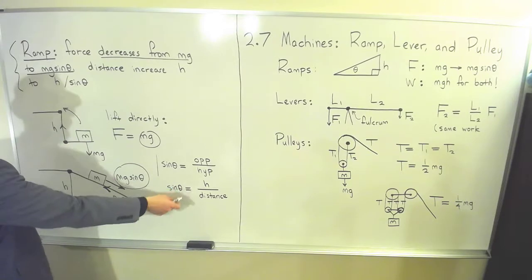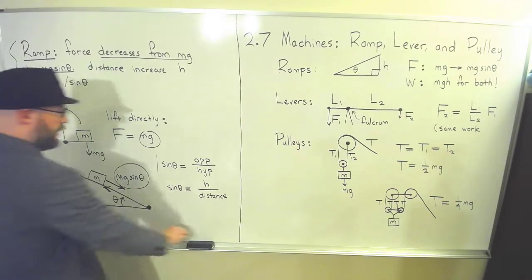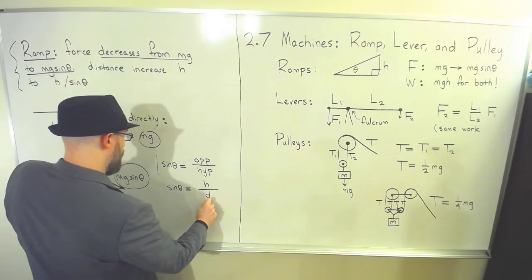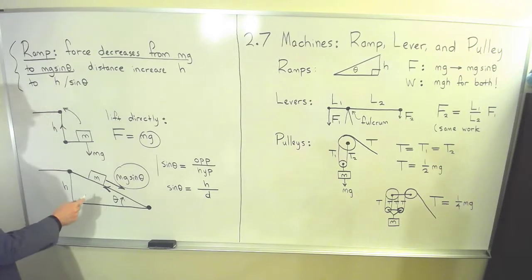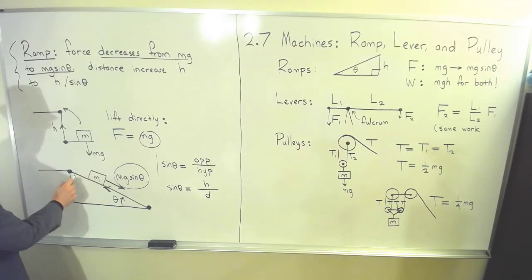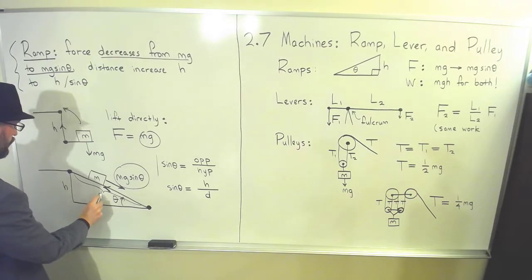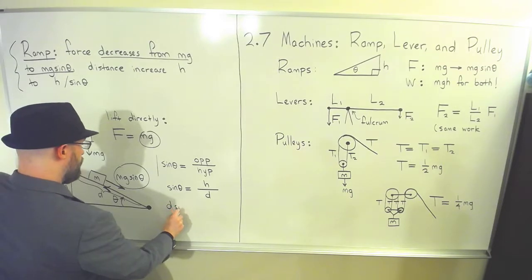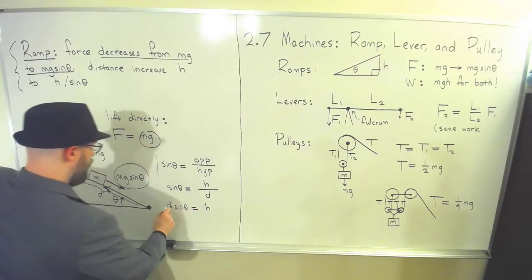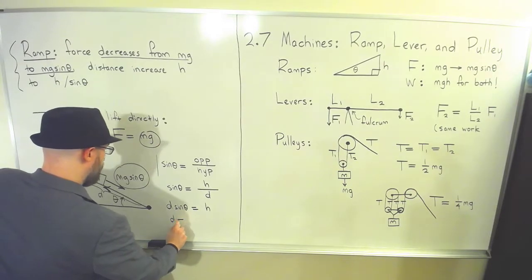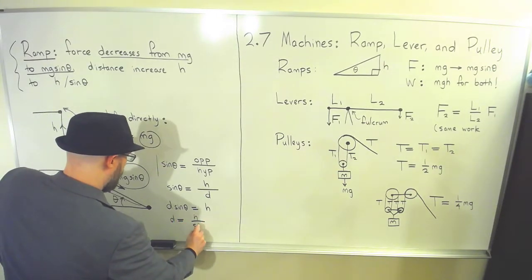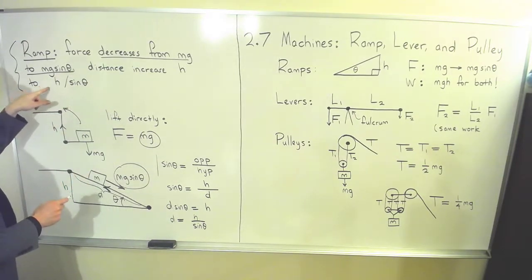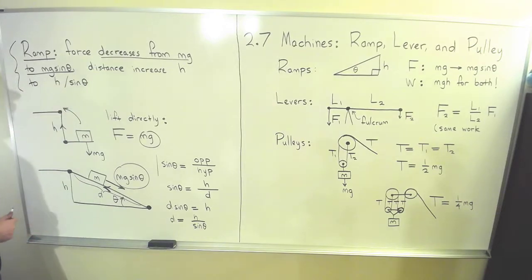Now, you just have to solve algebraically. What does that come out to be? I'll replace the distance with just a d to make this simpler. So that distance d is this whole distance, the size of the hypotenuse there. If I multiply both sides by d, I get d sine theta equals h. Divide both sides by sine theta, I get d equals h over sine theta. And that's exactly what I said here, that the distance will increase from h to h over sine theta.